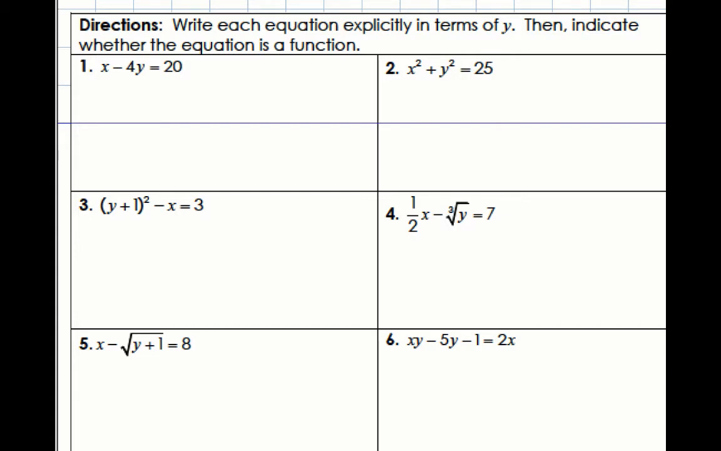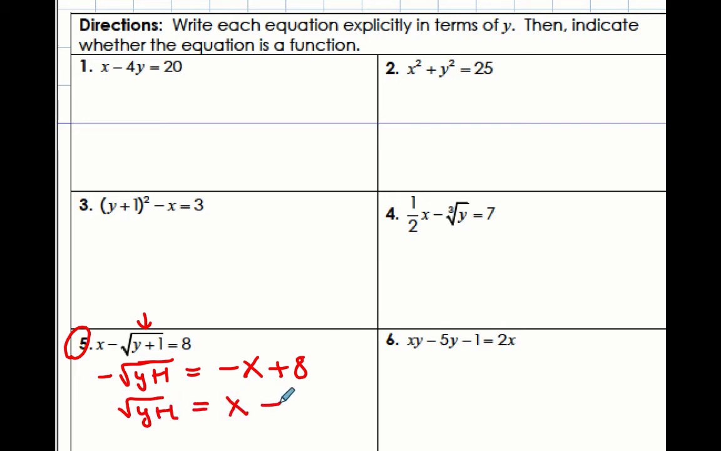So let's look at number 5. I'm still trying to get the y by itself, and it's stuck inside a radical sign. So first I'm going to get rid of the x. So I have the opposite of square root of y plus 1 equals the opposite of x plus 8. Now I'm going to get rid of the negative by multiplying every term by negative 1. So I get the square root of y plus 1 equals positive x, 1x I should say, minus 8. I change basically all the signs.